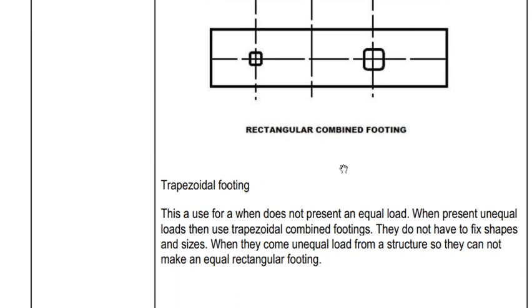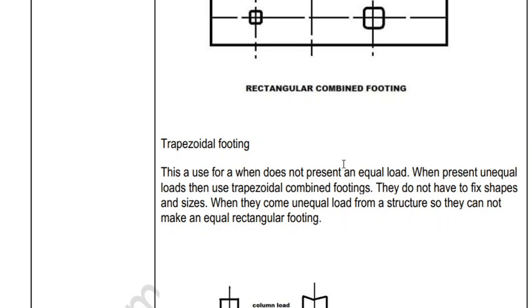So our next part is trapezoidal footing. This trapezoidal footing is used when there are not equal loads. Here the load would be varying in nature. So when unequal loads are present, then use a trapezoidal combined footing. They do not have a fixed shape and size, and when unequal load comes from a structure, you cannot make an equal rectangular footing.